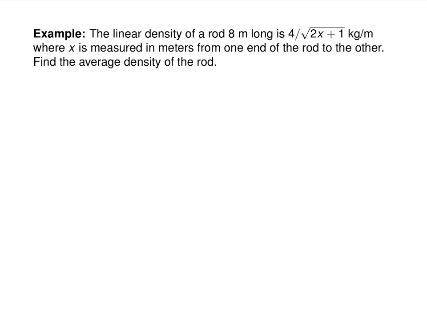Next, suppose we have a rod whose linear density is variable, and the way that the density varies is given by this equation, where x is measured in meters from one end of the rod to the other. Find the average density. Because the rod is 8 meters long, our interval is from 0 to 8. To find the average density, it will be given by the average value of that density function.